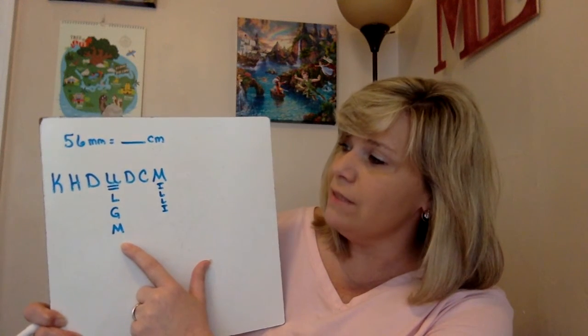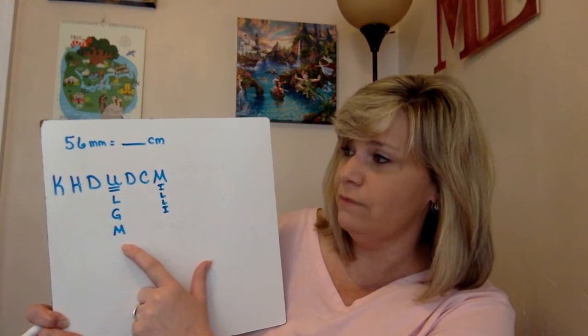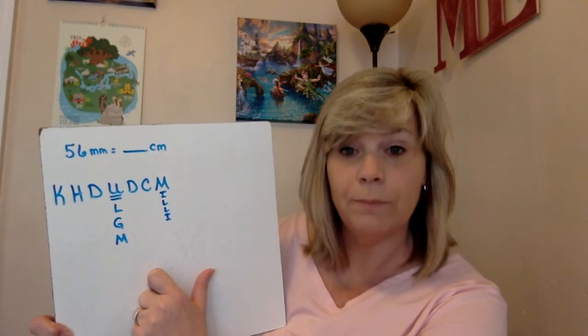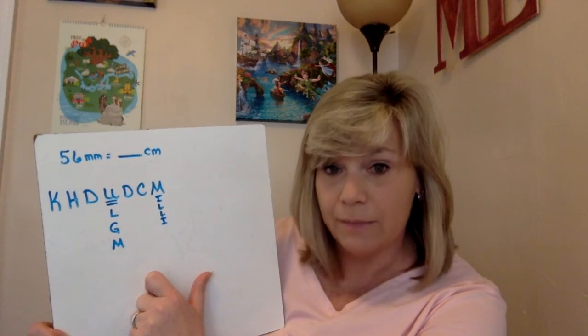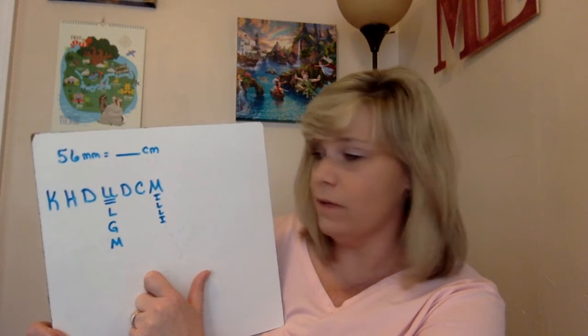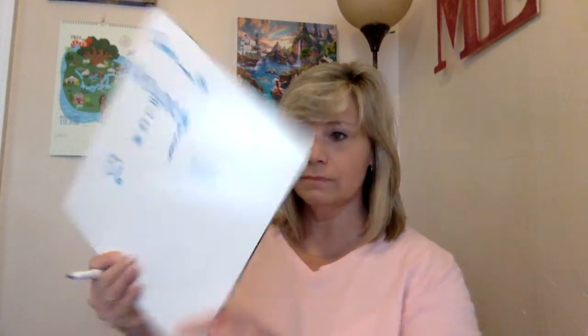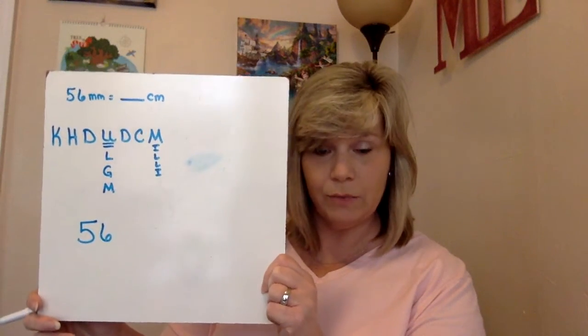So we have 56 millimeters. Follow your prefix. Millimeters. Milli. So that means we're going to start at the milli, and I'm going to show you how easy this is. So here we go. I'm going to write down my 56. And we're doing millimeters, and we're going to change to centimeters.